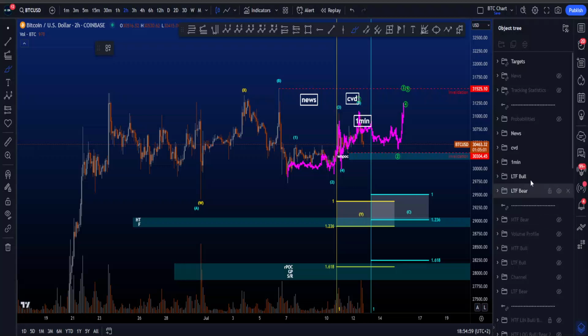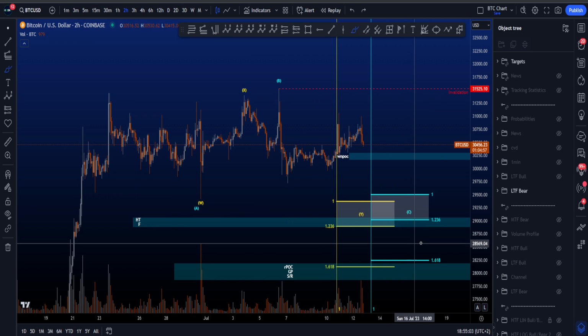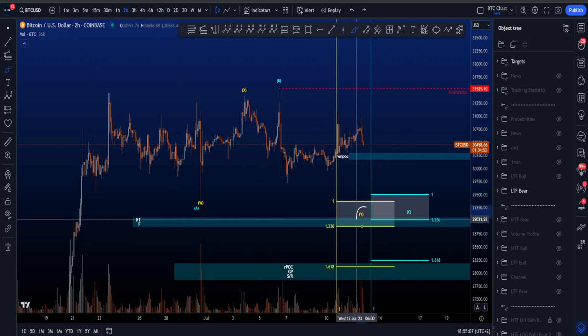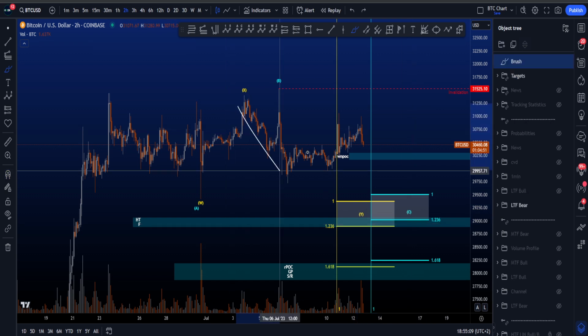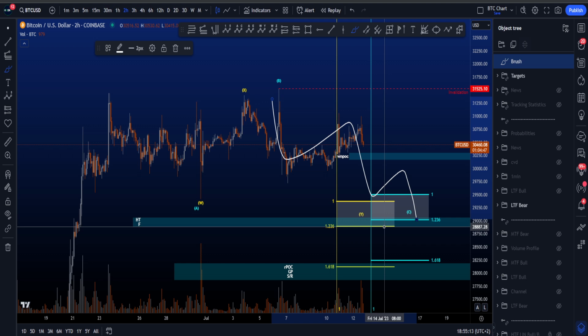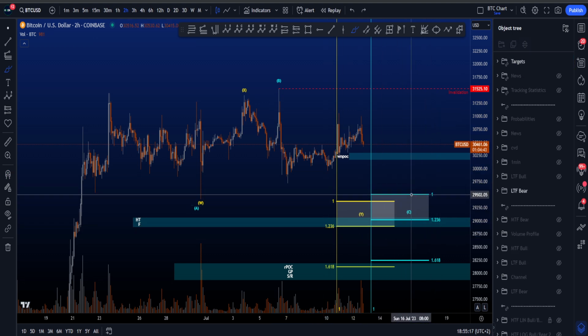Hi everyone, let's go over my low time frame bullish and bearish Elliott Wave scenarios on Bitcoin. Starting with my low time frame bearish scenario, where we want to see a move to the downside in either a wave Y or a wave C, where Y is a three-wave structure and wave C is an impulsive move to the downside.